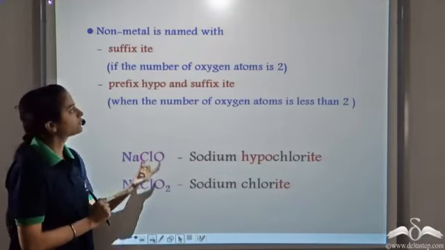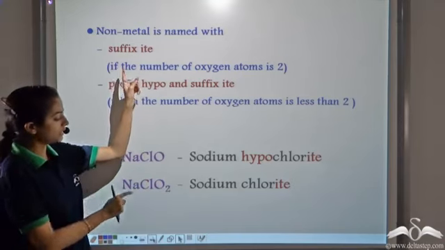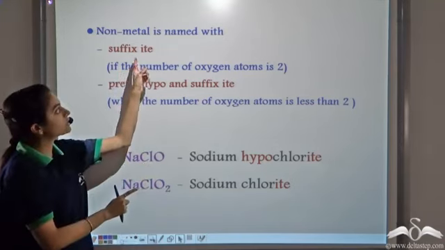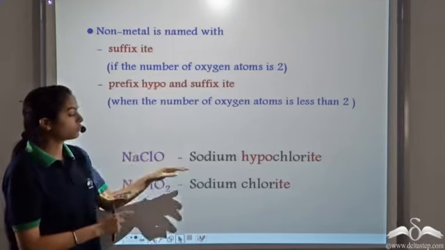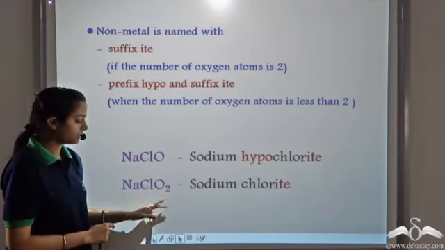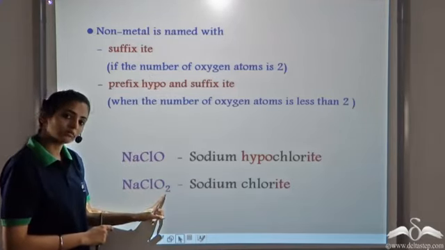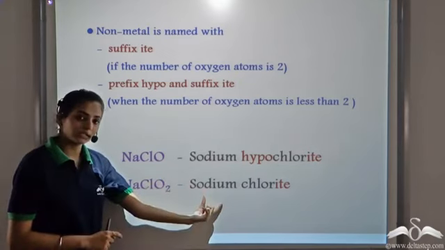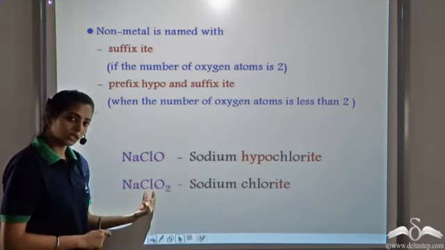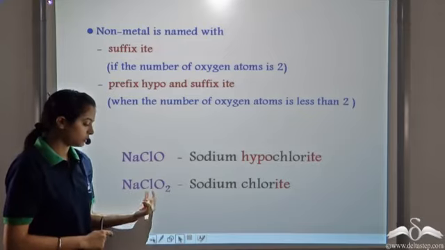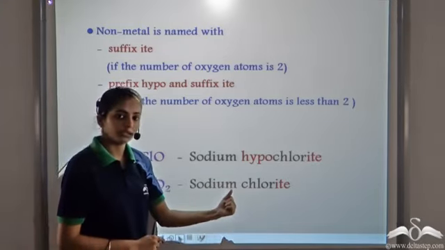So for this, the first rule says that the non-metal, in this case chlorine, is given the suffix "ide" if the number of oxygen atoms is 2. In this case, you see that the number of oxygen atoms is 2. Sodium remains as it is. The non-metal is chlorine. It's given the suffix "ide." So it becomes sodium chloride.